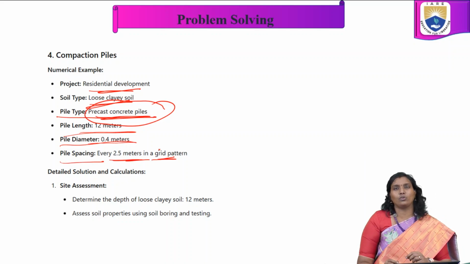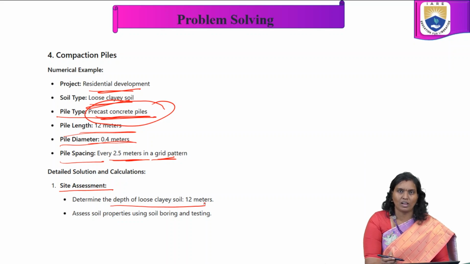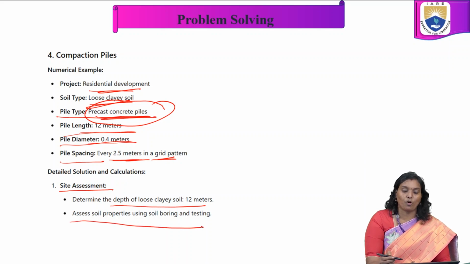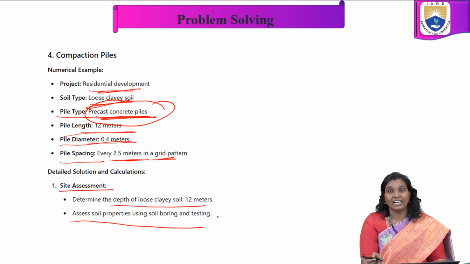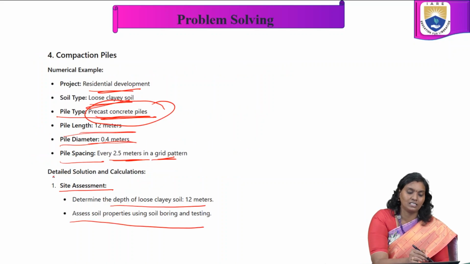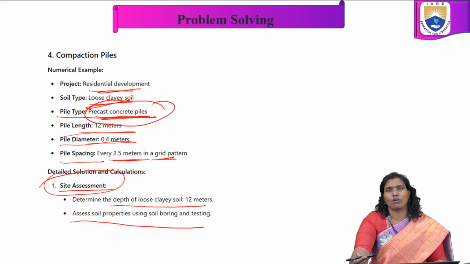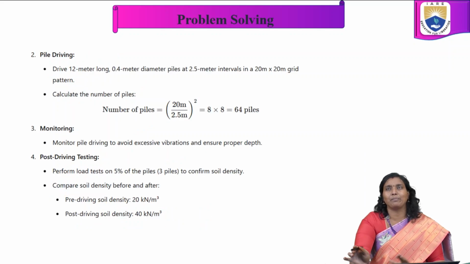So here the detailed solution involved is, first, the site assessment: determine the depth of the loose clayey soil, that is 12 meters, and assess the soil properties using soil boring and testing, and then pile driving. This is the common primary step which we conduct for any kind of mechanical modification and any kind of modification technique. We are going to understand the site assessment. The next step depends upon which technique we choose.